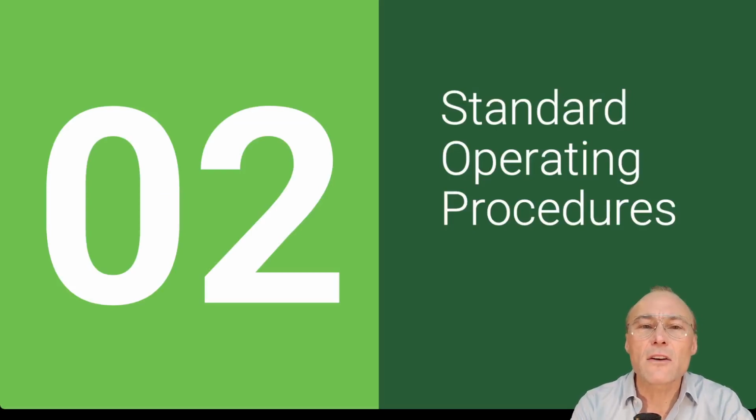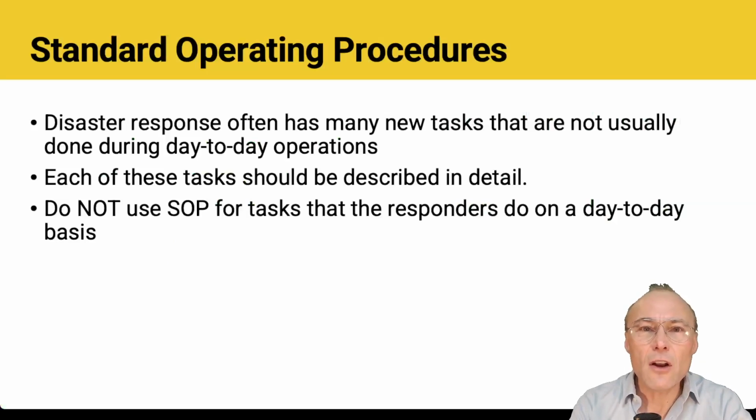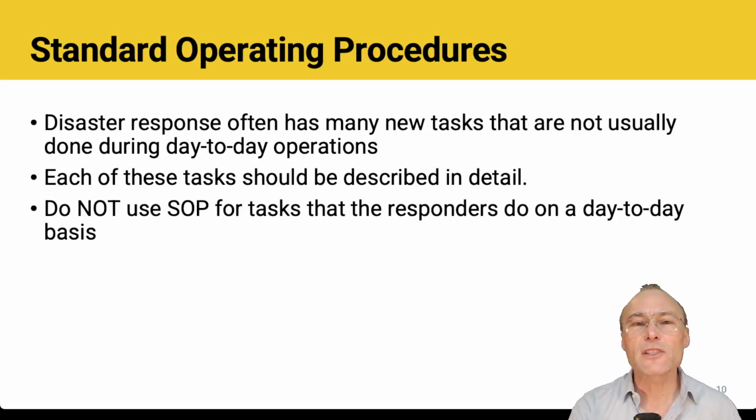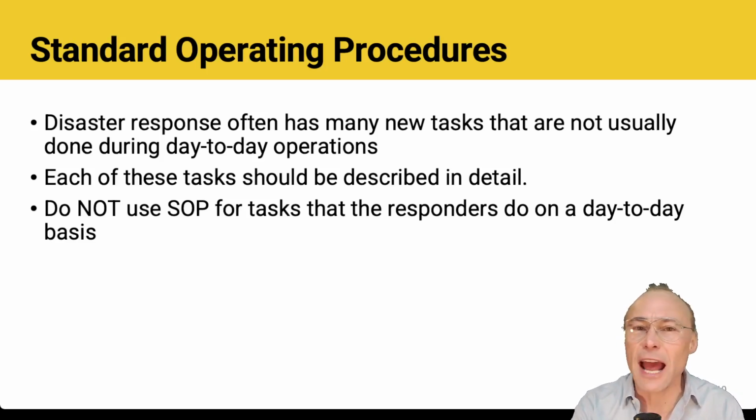Second, standard operating procedures. Now, standard operating procedures are super important. One of the things that's very interesting about disaster response is the huge number of tasks that come up that nobody has ever done before. These are tasks that are not part of day-to-day operations and can be really tricky to figure out. What we don't want is people during a disaster to have to figure these out. So we have standard operating procedures. We describe these tasks in detail so that someone who's never done them before will be able to do them.